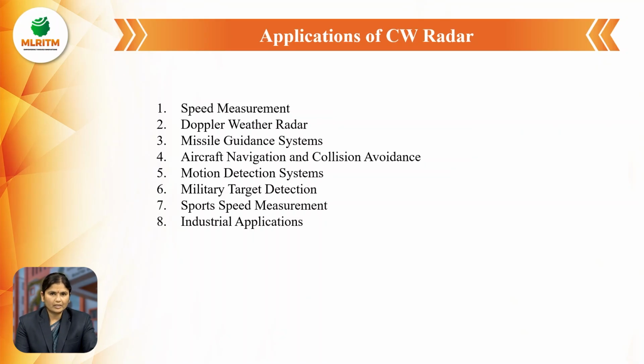The main difference between the continuous wave radar and pulse radar is that the pulse radar detects only non-stationary objects, while the continuous wave radar detects non-stationary objects as well. Also, in pulse radar we use a single antenna for both transmission and reception, but in continuous wave radar we use separate antennas for transmission and for reception. Thank you.